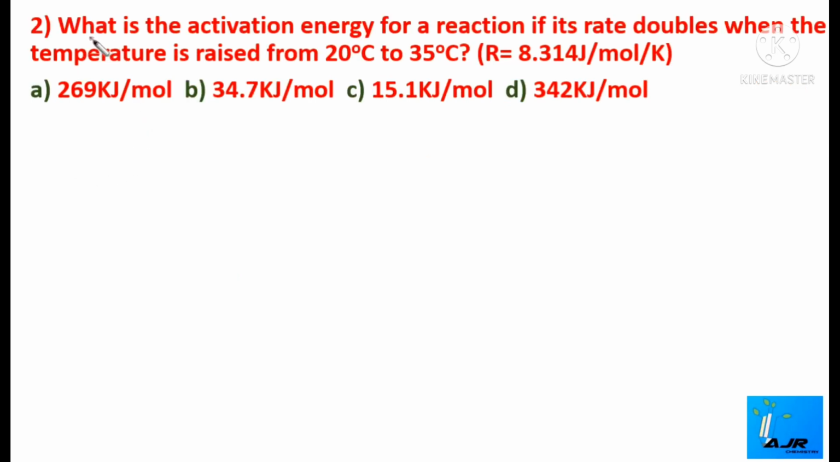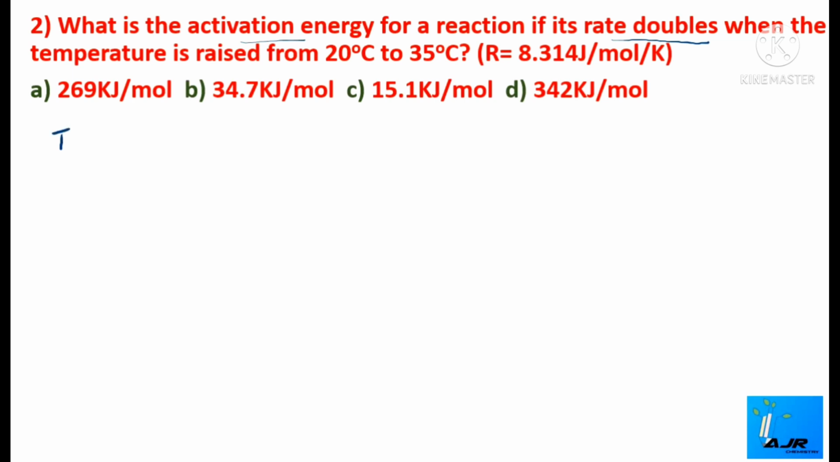Read out the next question, students. What is the activation energy of a reaction if its rate doubles when the temperature is raised from 20 degrees centigrade to 35 degrees centigrade? They have given the R value 8.314 joules per Kelvin per mole. The rate is getting doubled, that's a clue they have given, and they are asking you to find the activation energy. Four options were given. Let us write down the given data first.